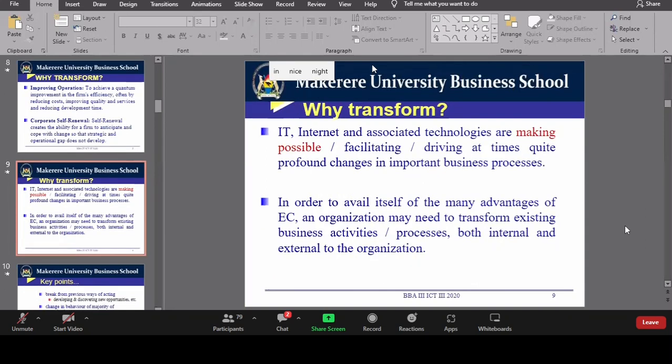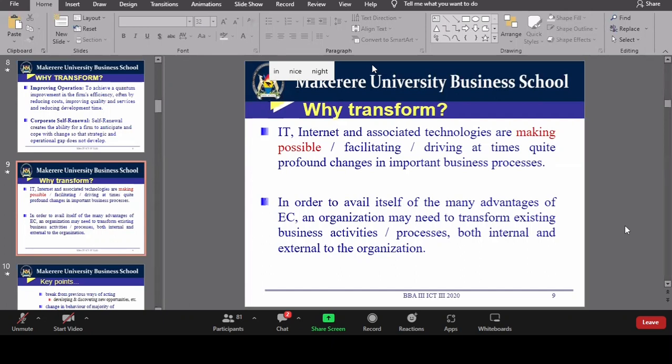So the other way we look at it is that there are many technologies that are making it possible, but we also want to utilize those technologies to help us as organizations to benefit from economies of scale. So that is the need for us to transform: to tap into those different facilitating conditions for us to be able to benefit as organizations.